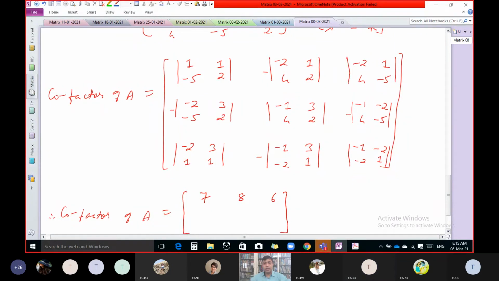Now for this element. See, this into this is minus 4. This into this is minus 15. But there is a negative sign between those two elements. So we get minus 4 minus minus 15. That means minus 4 plus 15, and minus 4 plus 15 is 11. But this negative sign is there, so you have to write minus 11.